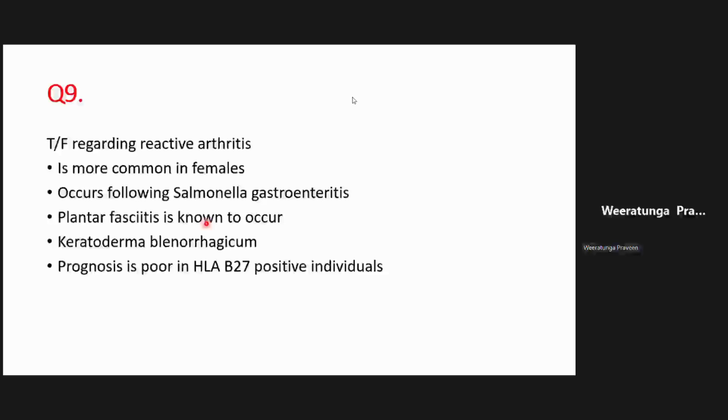Mahesh asked, does HLA B27 have any therapeutic value? No, Mahesh, it doesn't. It is mostly for diagnostic purposes.